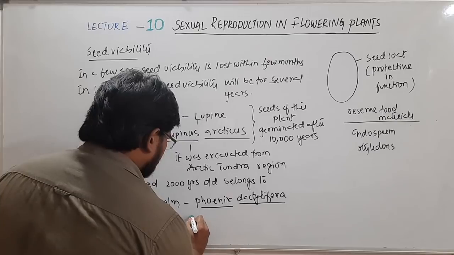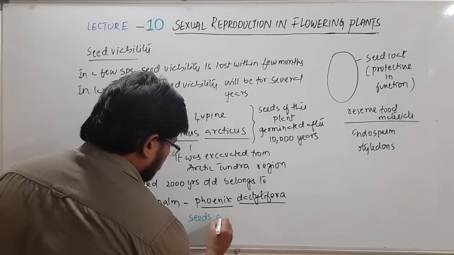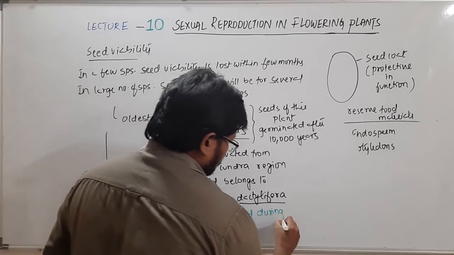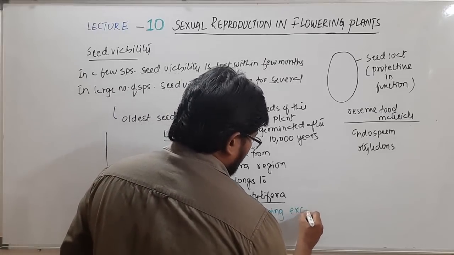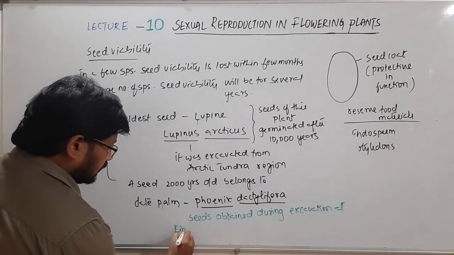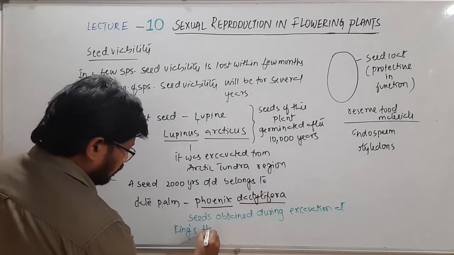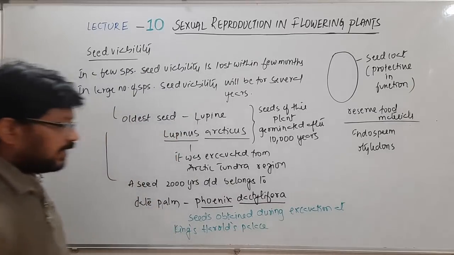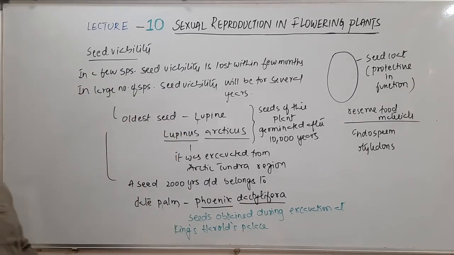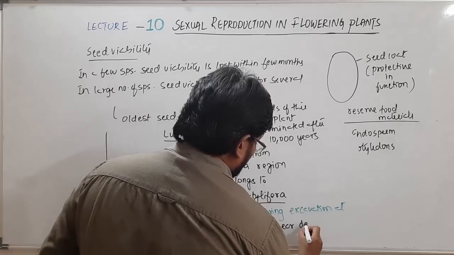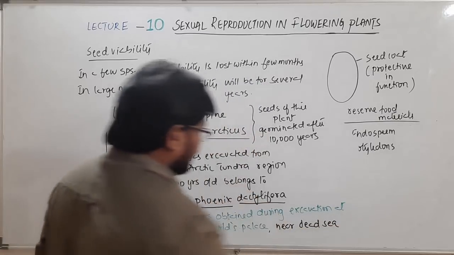So these seeds were obtained during excavation at King Harold's palace, and this palace was near the Dead Sea.